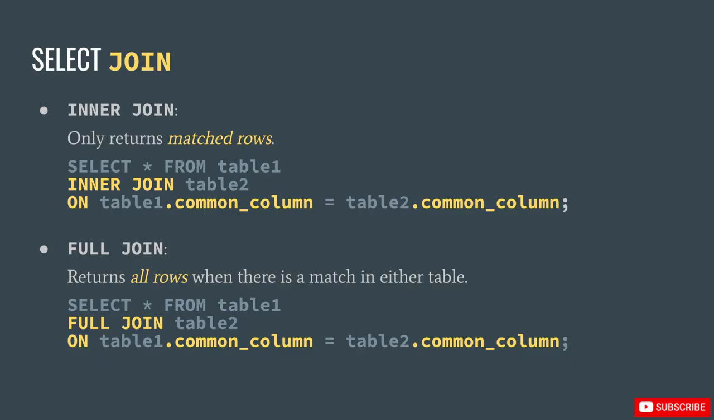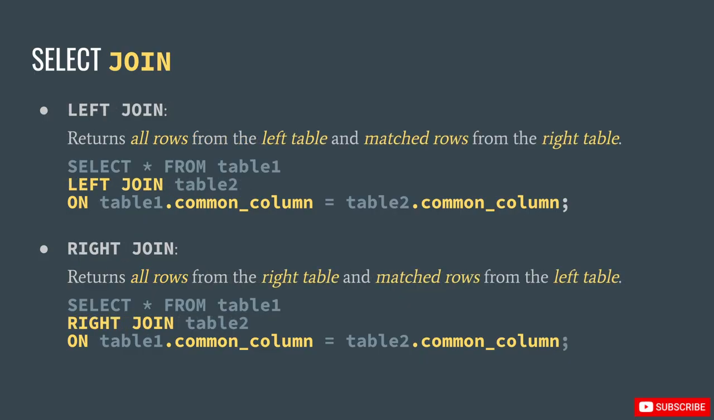So in this inner join query, we will only include rows where common column values match between table 1 and table 2. On the other hand, the full join includes all rows from both tables, showing matches where they exist and filling in with null where they don't. This way, every row from both tables is represented, even if they don't match on the common column.